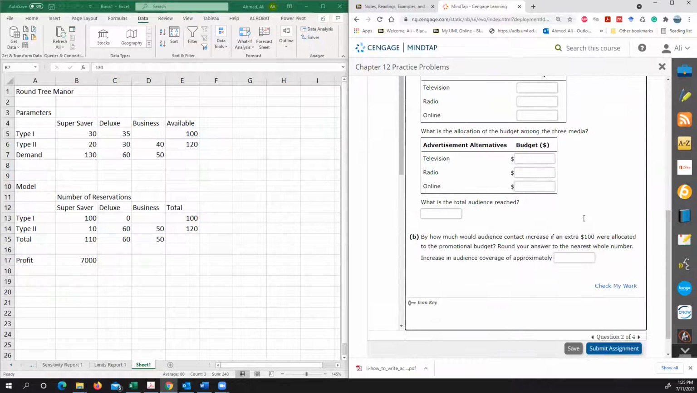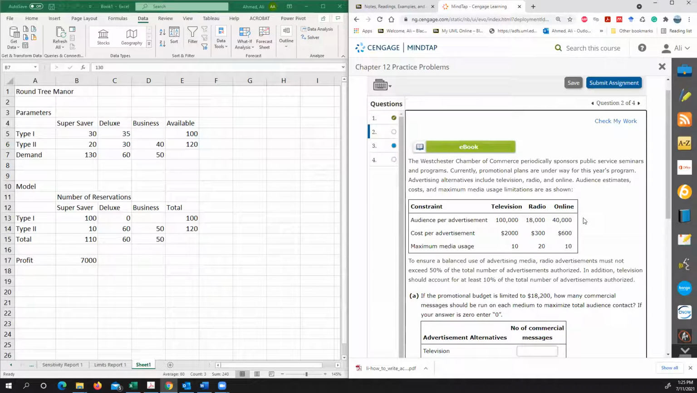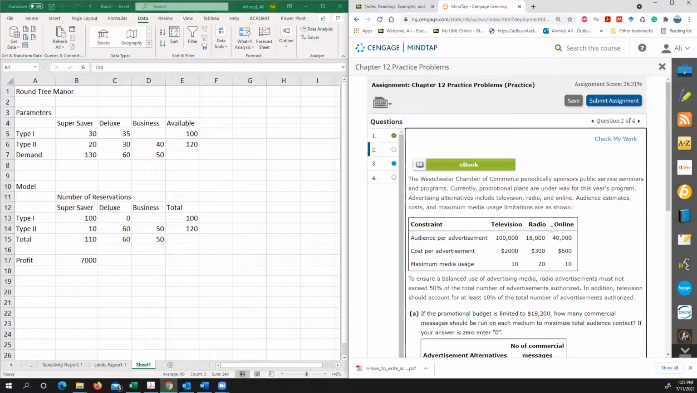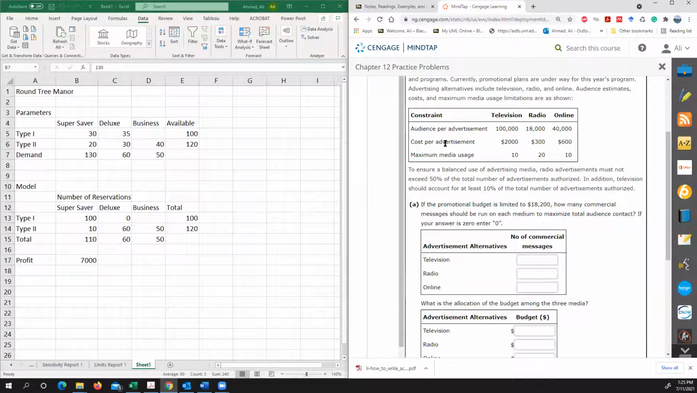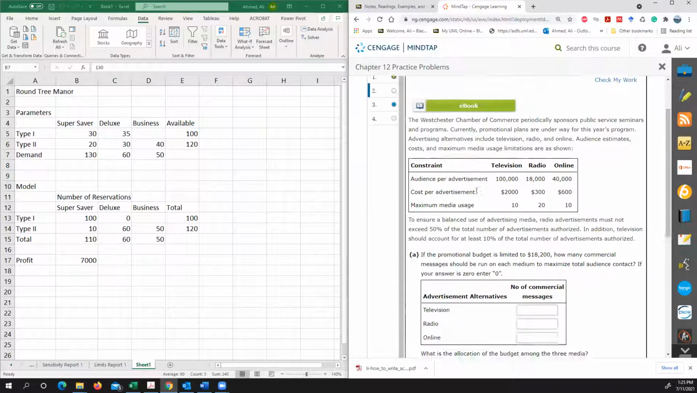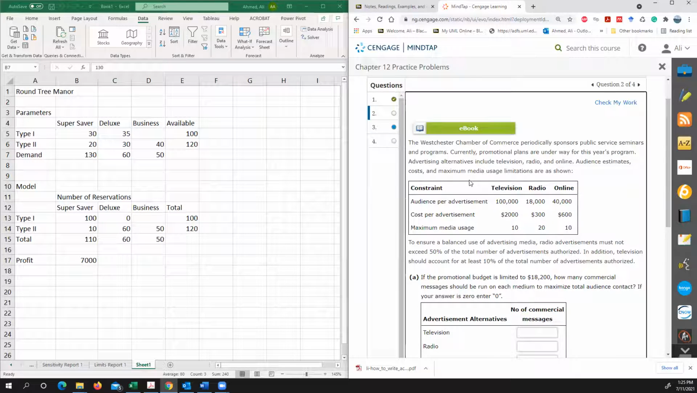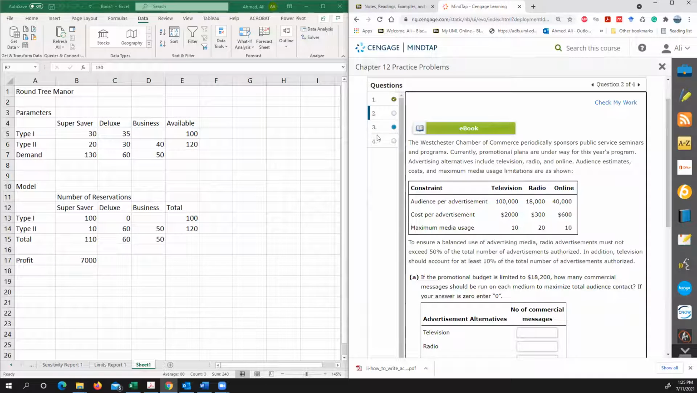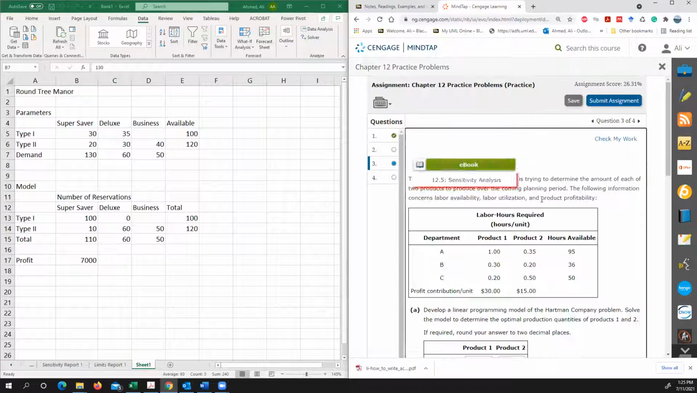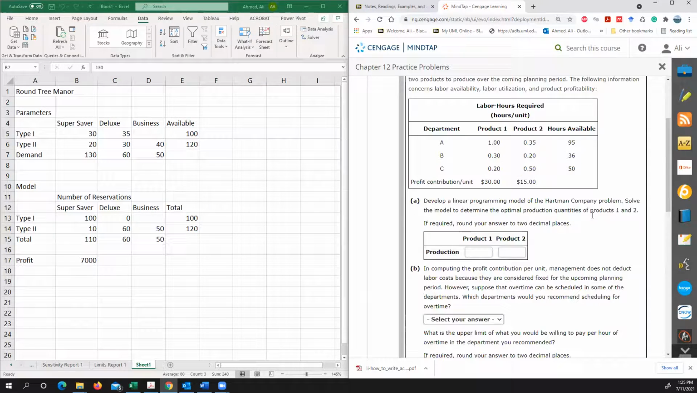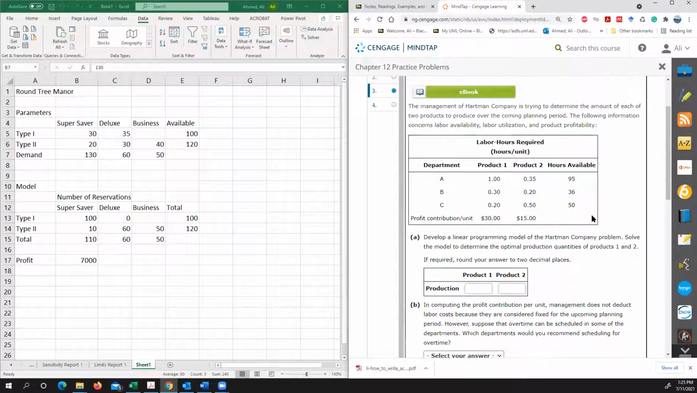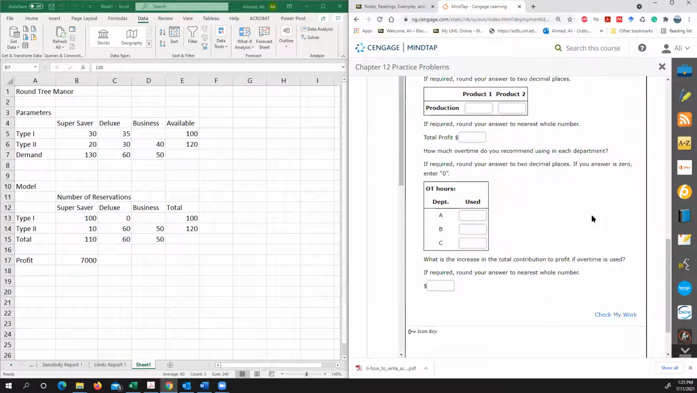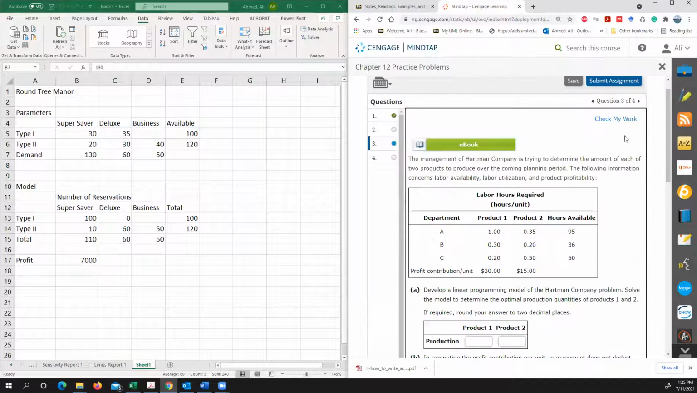Question number 2 is very similar to one of the homework questions. I have explained this question. I think that was question number 4 or 5. This is exactly the same as this one, so I'm not going over this question. Question number 3 is a little different, and I can go over that one in another video.